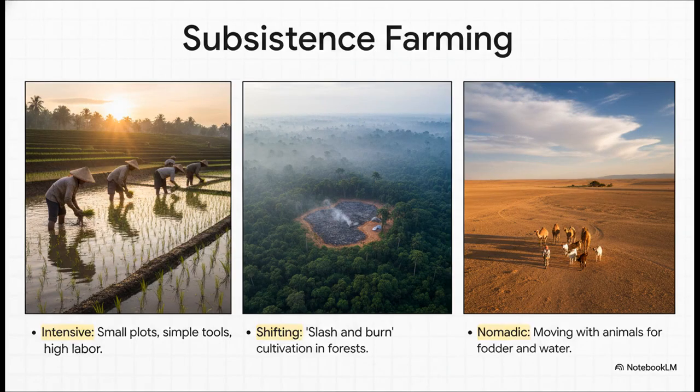Now, subsistence farming itself looks pretty different depending on where you are. There's intensive farming, which usually means small plots of land, simple tools, and a whole lot of manual labor. You have shifting cultivation, which you might know as the slash and burn method. And then there's nomadic herding, where people are constantly on the move with their animals, following the resources.